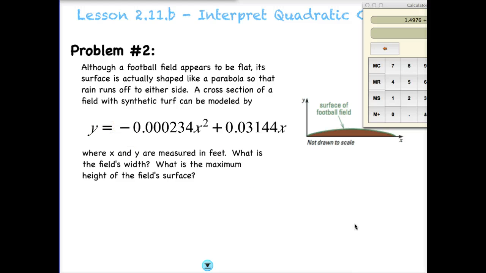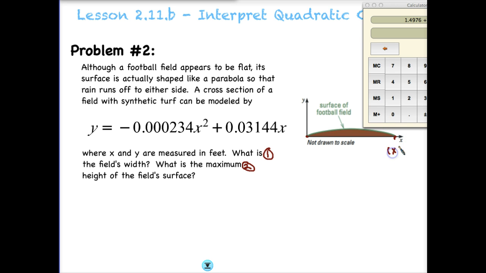And we want to know what is the field's width and what is the maximum height of the field surface. So again, we have 2 questions that we're trying to find. We have this first one, what is the field's width? And the second one, what is the maximum height of the field surface? So we want to know this distance from here all the way to here. So what is that distance?